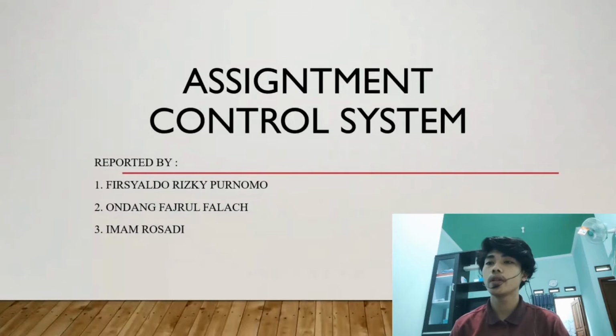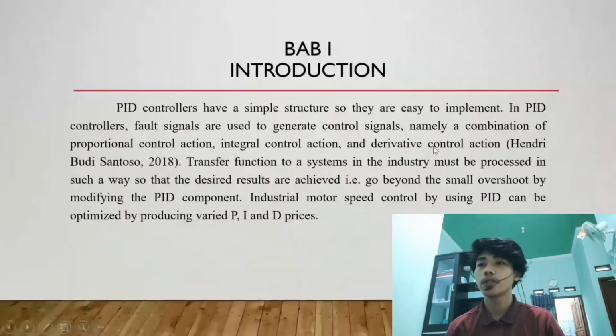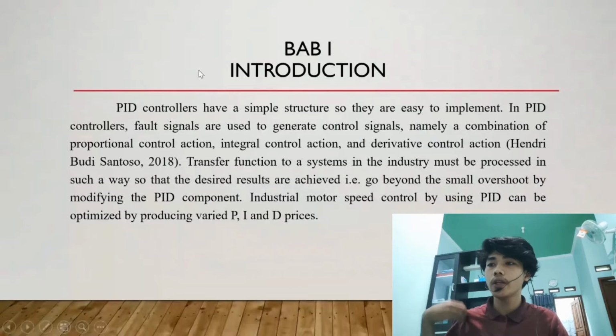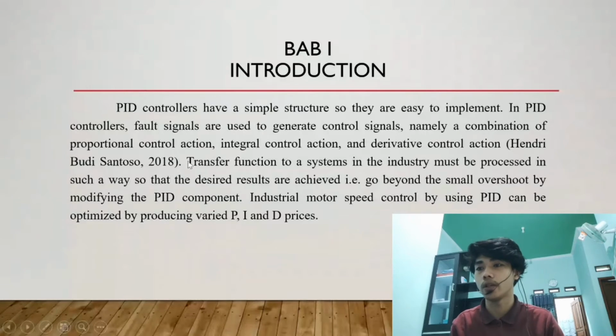And now I will explain a control system. Chapter 1, Introduction. PID controls have a simple structure so they are easy to implement. In PID control, error signals are used to generate control signals, namely a combination of proportional control action, integral control action, and derivative control action, from Henry Budi Santoso 2018.